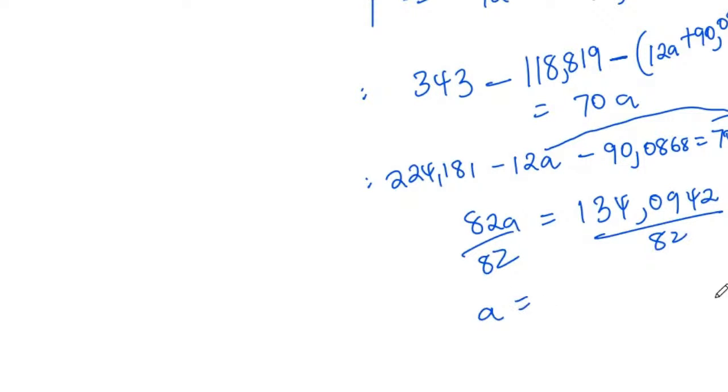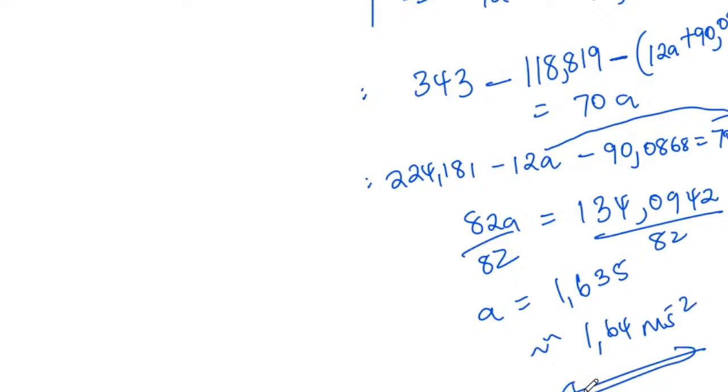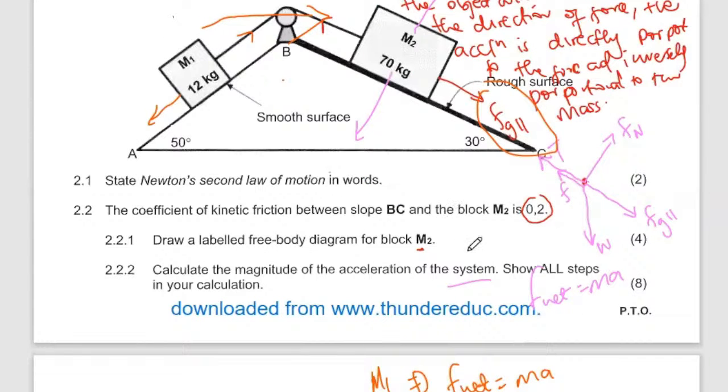Okay. Then I'm getting 1.635, which is approximately 1.64 meters per second squared. I think this makes some bit of sense. It's acceleration, not so big and not so small. Okay, so that is the answer: 1.64 meters per second squared.